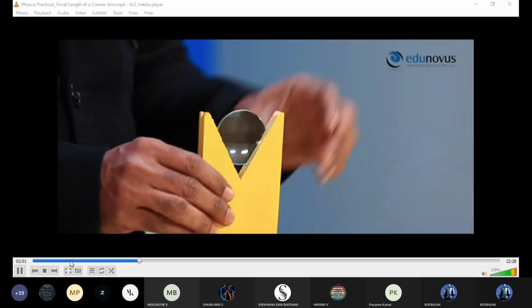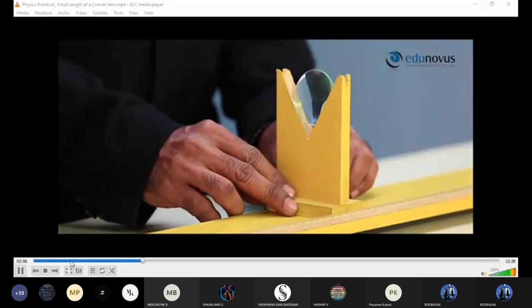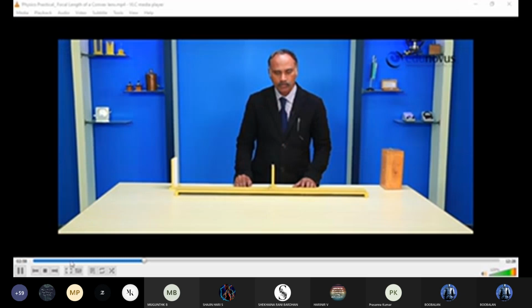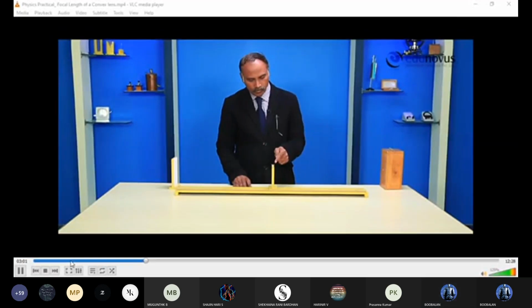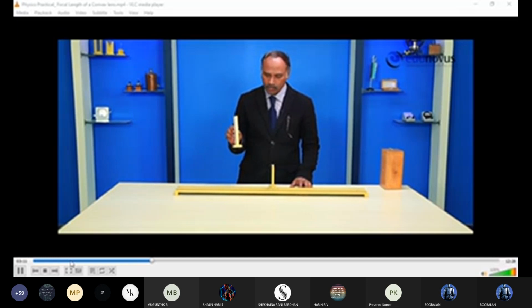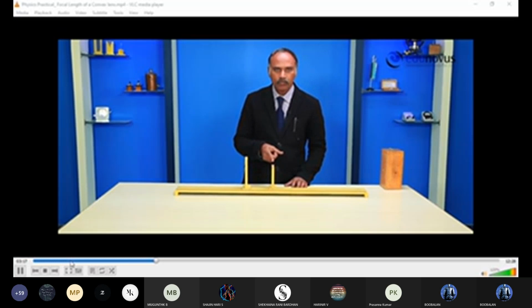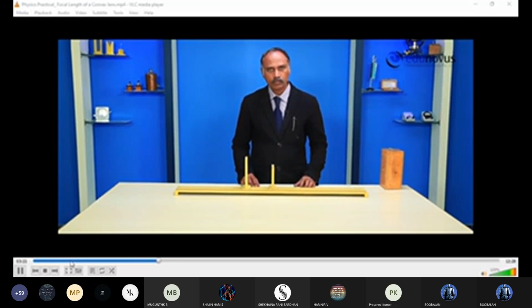After that, place the V-stand on the optical bench at a convenient position. Here, we need to place the lens in such a way that the lens is facing towards a distant object. Then, take a screen and place the screen on the optical bench so that the lens is in between the screen and the distant object.